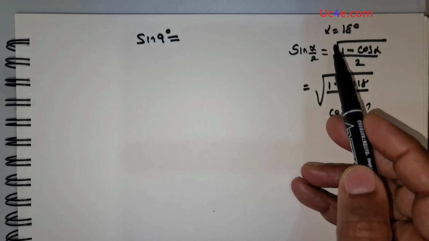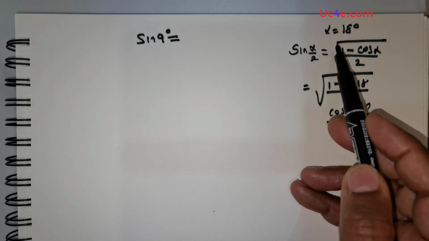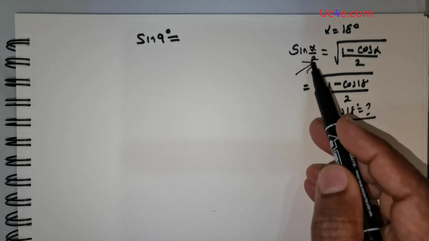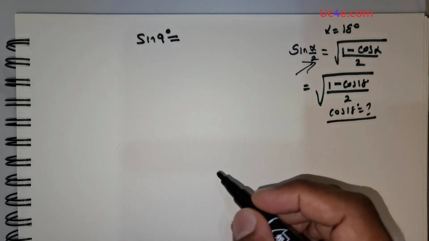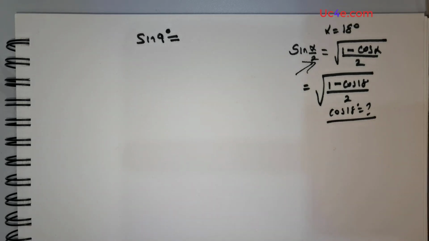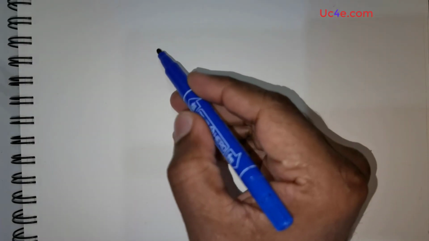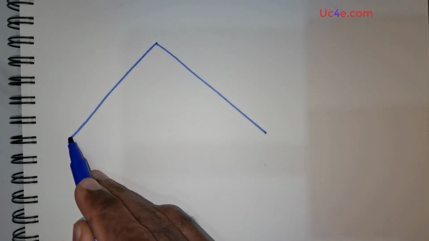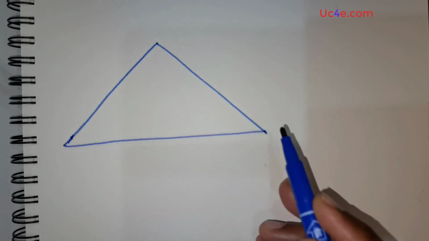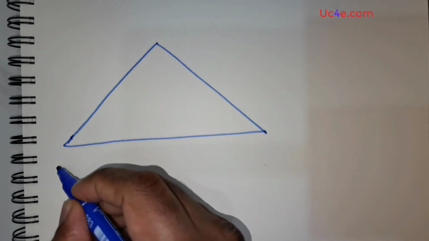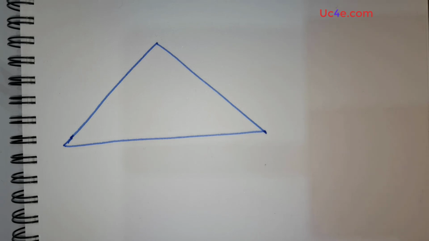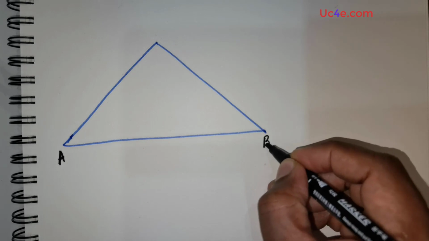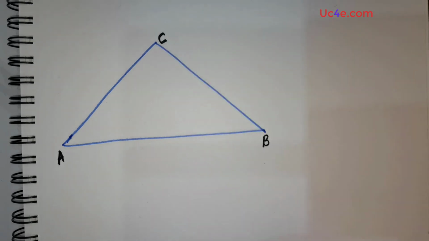So the point I wish to bring to your attention here is, even though we are trying to apply the half angle, we still wouldn't be able to obtain the value for sine 9 degrees. So in that case, how are we going to get the value? We would like to draw a triangle, and let me name it as A, B and C.